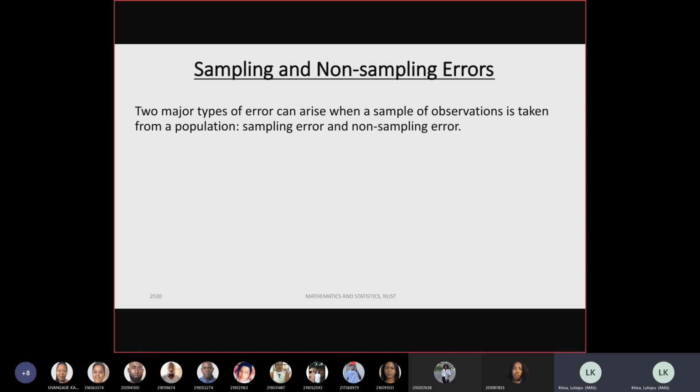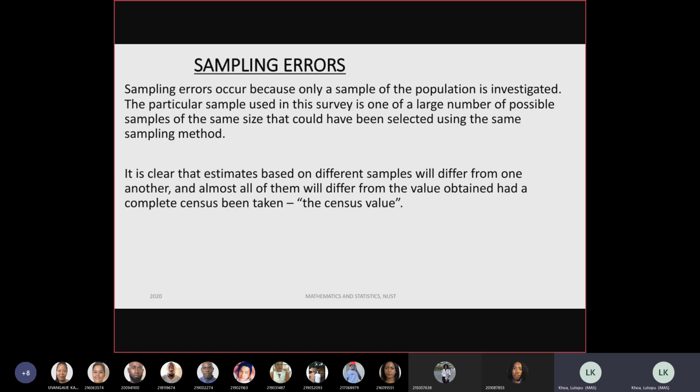Okay, now there are types of errors that arise when a sample of observation is taken from the population. The first one is sampling errors, and then we have non-sampling errors. Sampling errors occur because only a sample of the population is investigated instead of the entire population. So I'm sure you can imagine if I wanted to find out what the average age of NUS students is without actually taking the ages of everybody and then working out the mean.